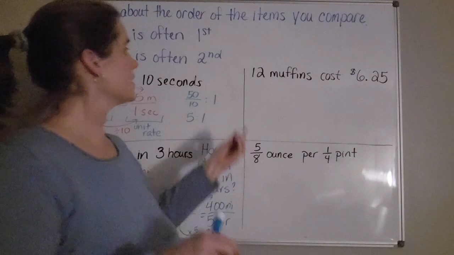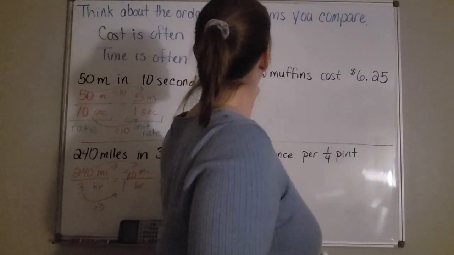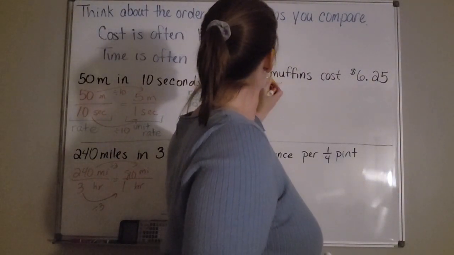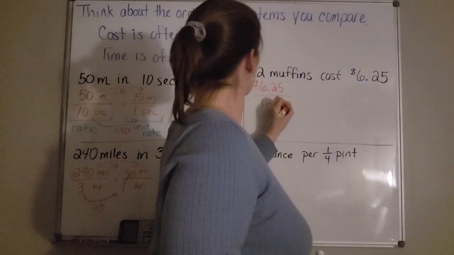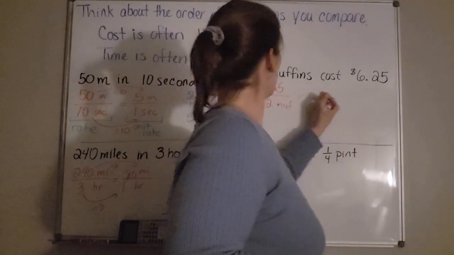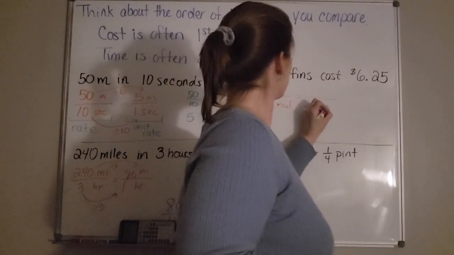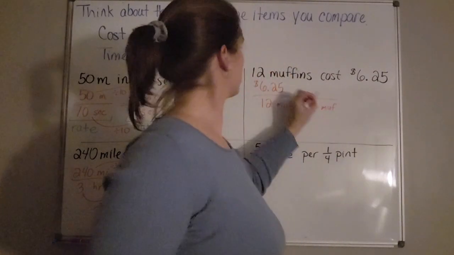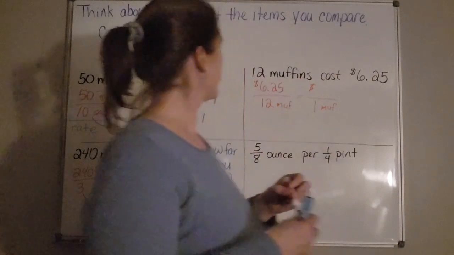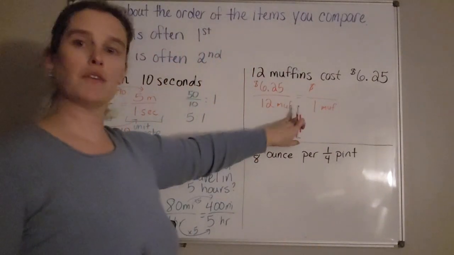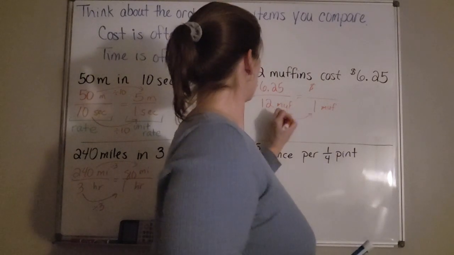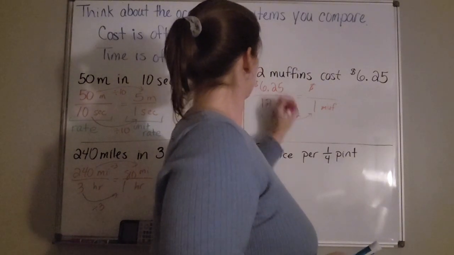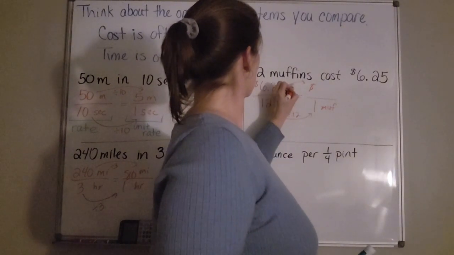So our cost is on top, $6.25 for 12 muffins. But how much does 1 muffin cost? Well, we'll have to find out. 12 divided by what gives you 1? That's right, 12. So I'm going to divide my denominator by 12, which means I do the same thing on top.